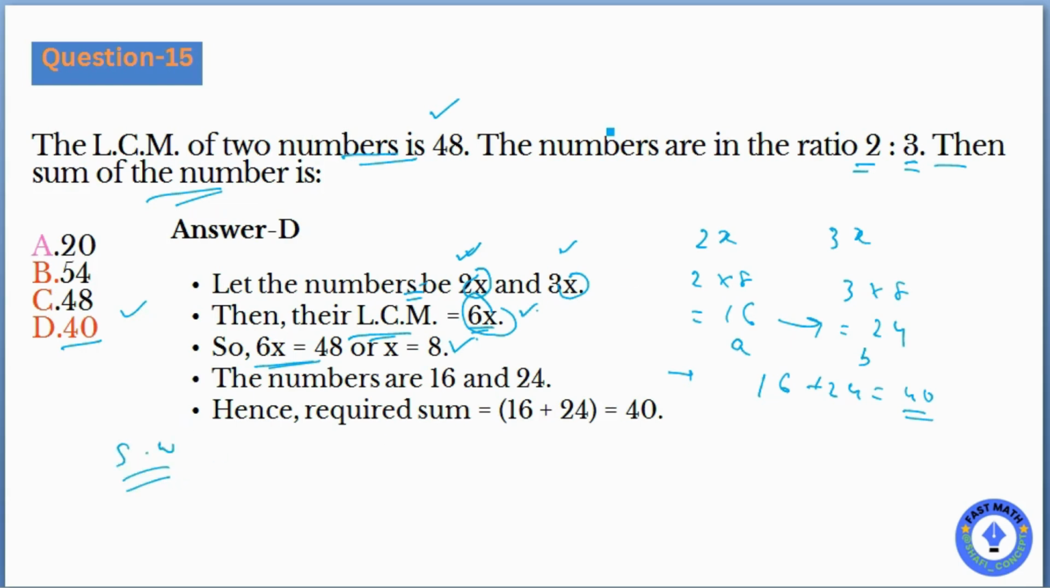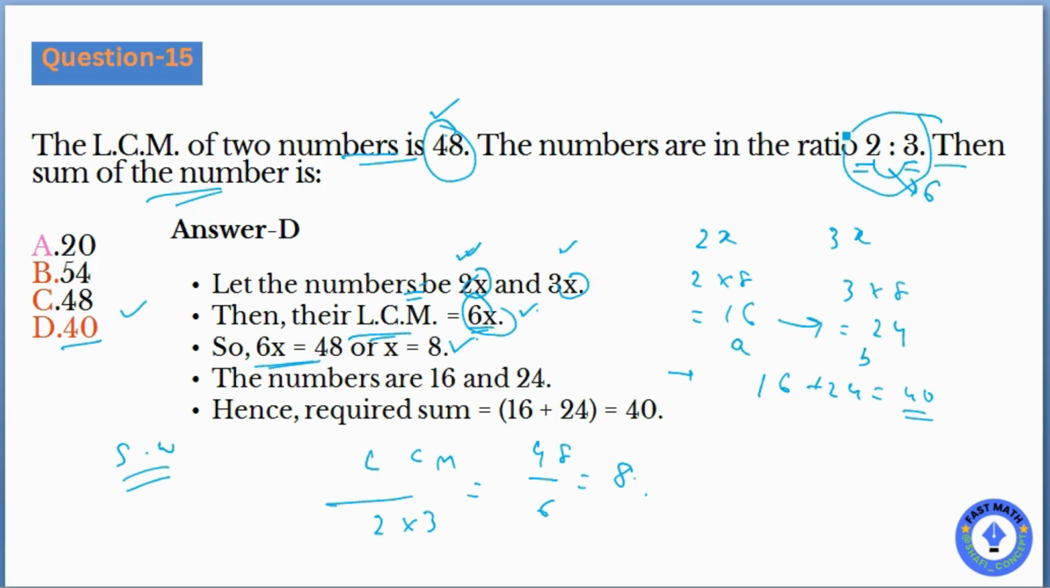Whenever such a problem is given, the LCM of the numbers you know. You multiply the ratio already given here. Just multiply these numbers, that is 2 into 3. What will you get? It is 6. You divide the LCM by the multiplication of these ratios, that is 2 into 3. The LCM, as you already know, is 48, divided by 6 gives 8.